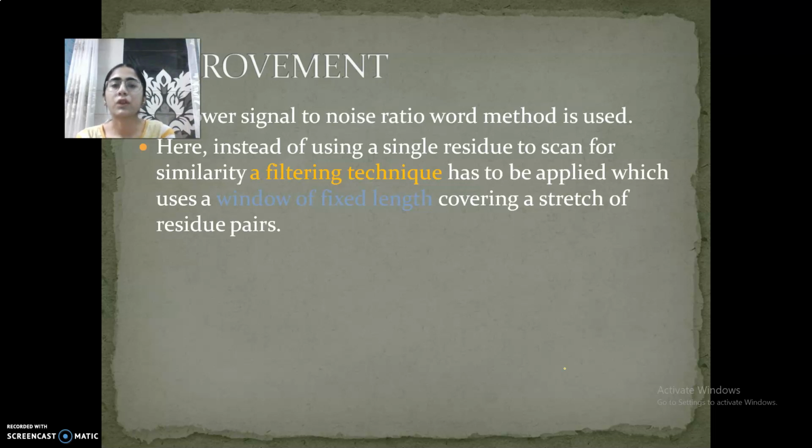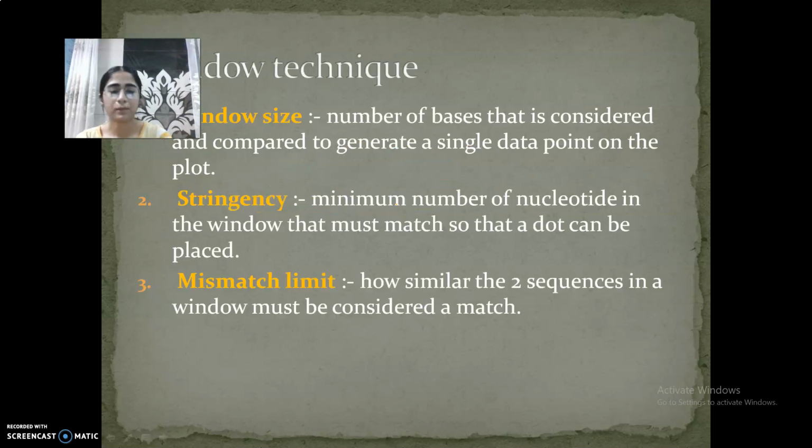Here, instead of using a single residue to scan for similarity, a filtering technique has to be applied, which uses a window of fixed length covering a stretch of residue pairs. So, there are 3 most important terms in the window technique. The first is window size, the second is stringency, and the third is mismatch limit.